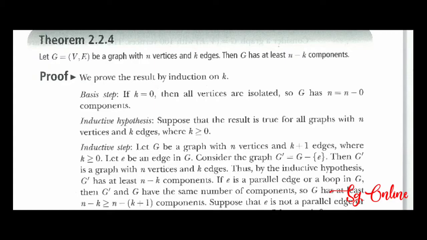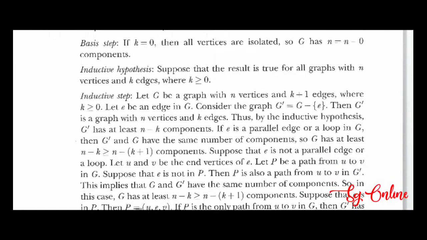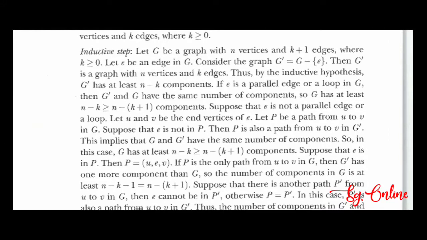Now we consider a graph with n vertices and k plus 1 edges, where k is greater than or equal to 0. That means k plus 1 is greater than or equal to 1. Now consider an edge in G.